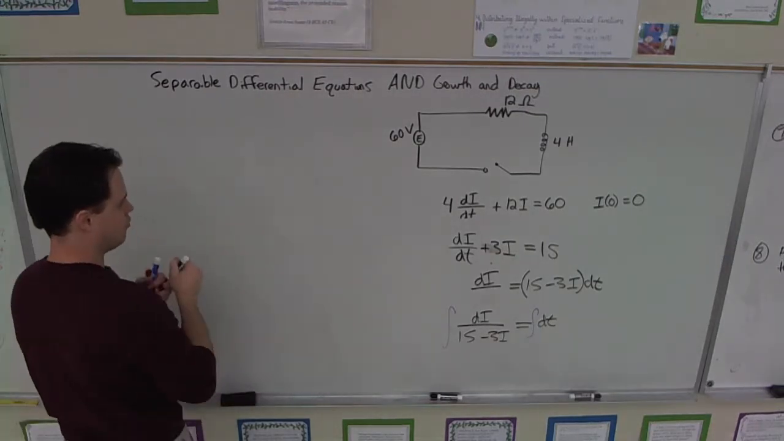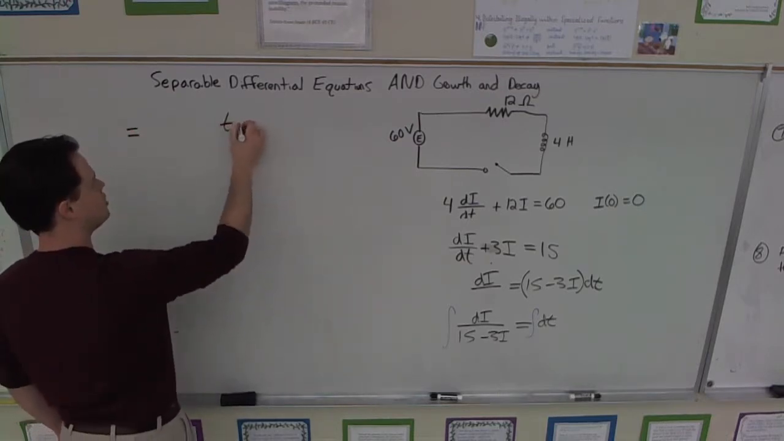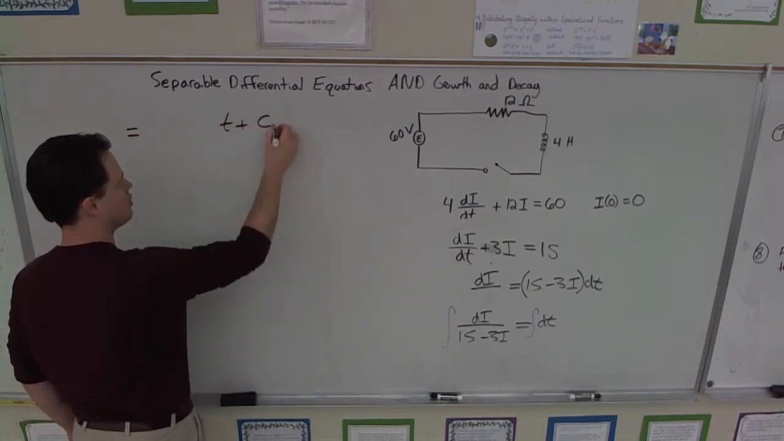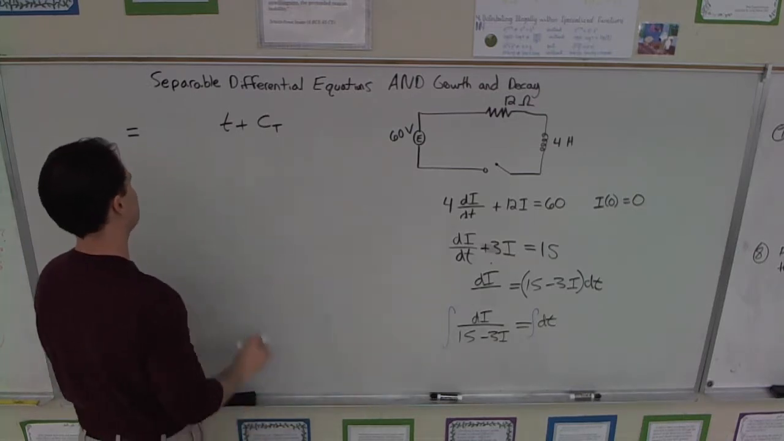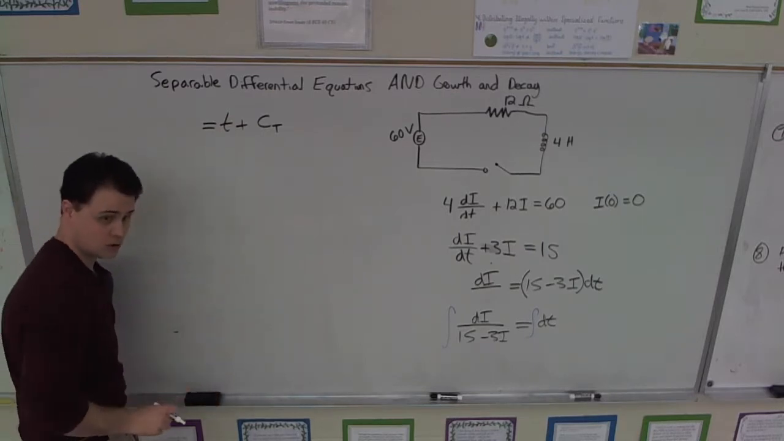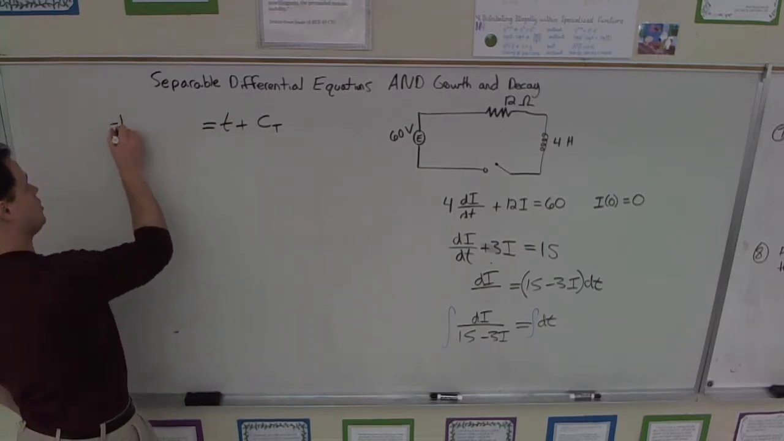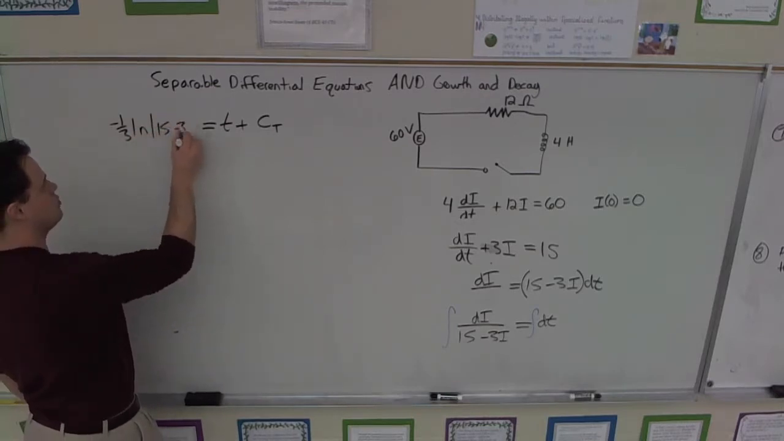And we're going to have what? You guys help me with that integral? So we're going to have t plus a constant. Maybe I'll call it a temporary constant just in case on that side. And on this side, what am I going to have? Negative 1/3 the natural log of 15 minus 3i.